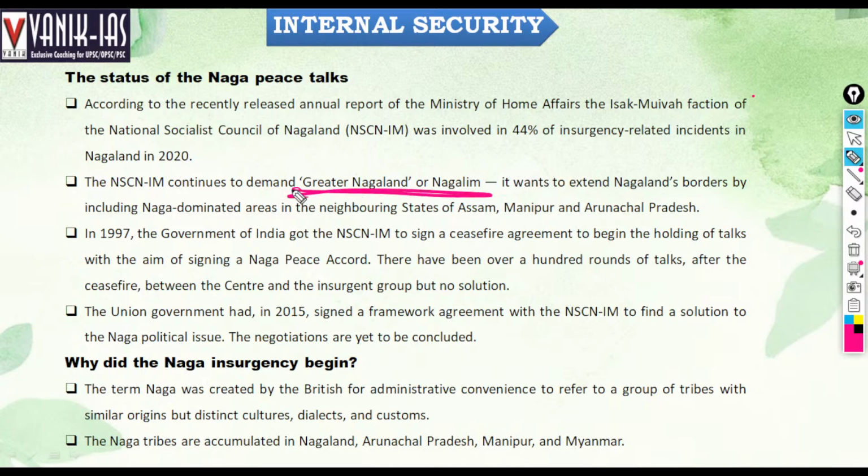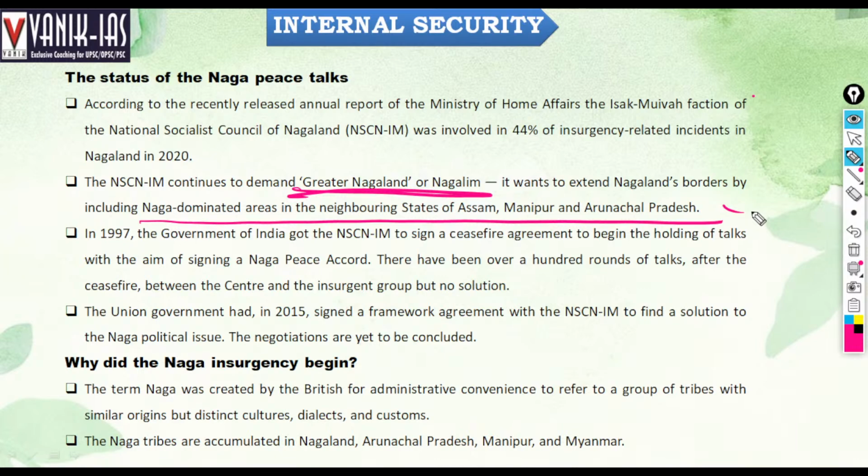Greater Nagaland, a new state, or Nagalim. It wants to extend Nagaland's border by including Naga-dominated areas in the neighboring Assam, Manipur, and Arunachal Pradesh. If that is Greater Nagaland, that will create huge administrative expenses and law and order issues, right? An uncontrolled law and order situation. It has been the demand of NSCN-IM.